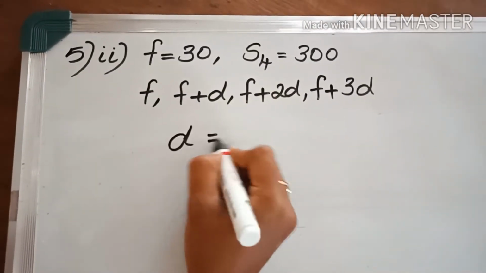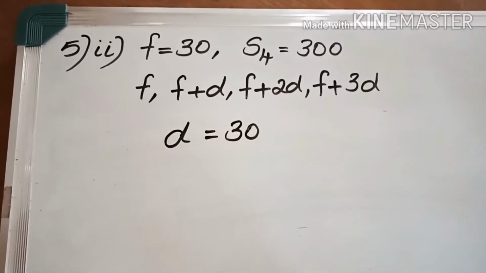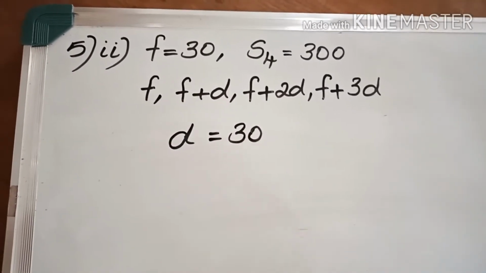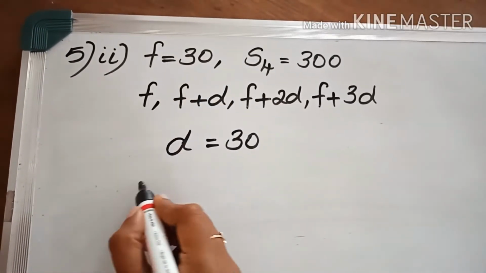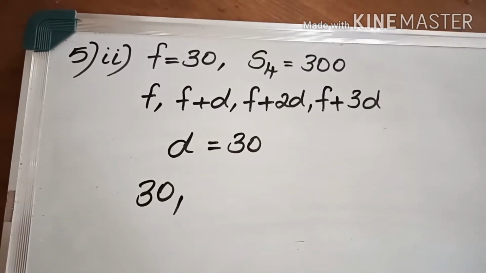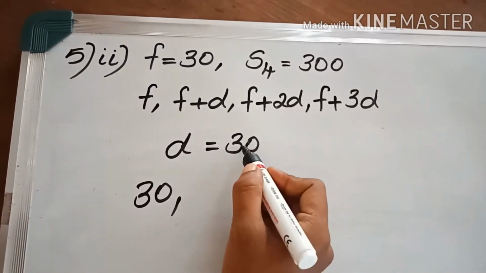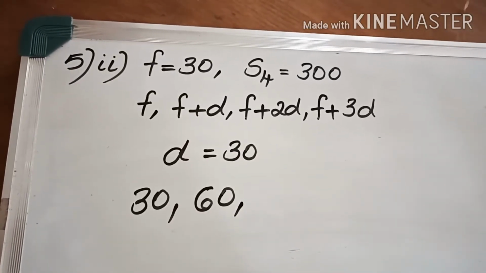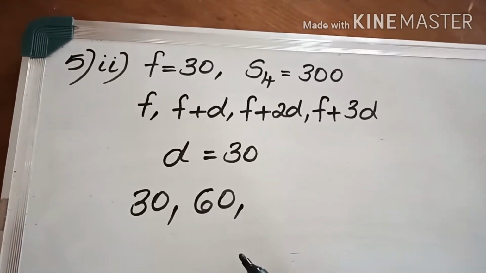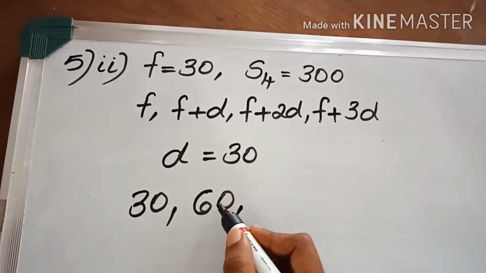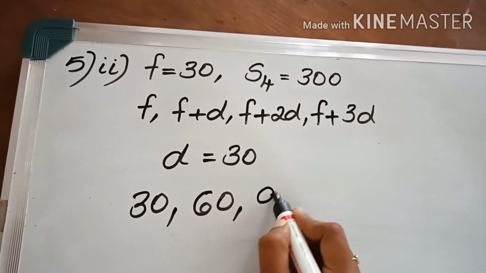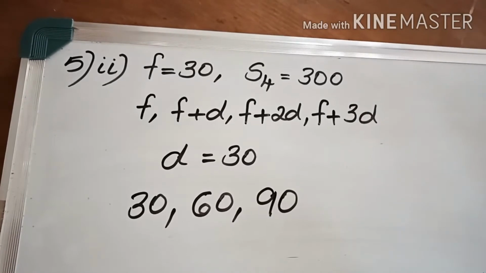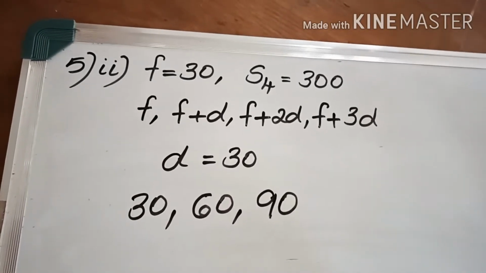Common difference is 30. We have to write the first 3 terms of this particular sequence. Already the first term is given, that is 30. So first term 30. Second term will be what? 30 plus 30, that is 60. Now what will the next number be? The next number will be 60 plus 30, that is 90. These are the first 3 terms.